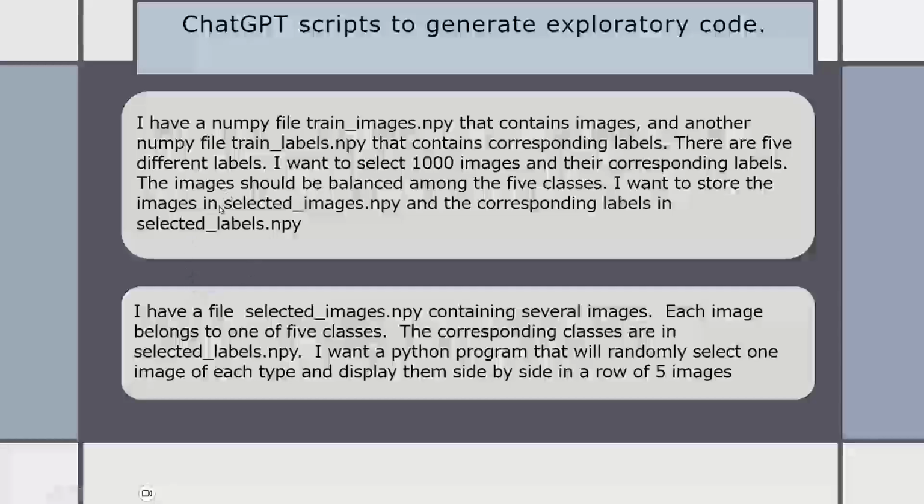I want to display these images to see their characteristics. So this was my second query. I have a file selectedimages.npy, which was up here, that contains several images. Each image belongs to one of 5 classes. The corresponding classes are in selectedlabels.npy. I want a Python program that will randomly select one image of each type and display them side by side in a row of 5 images. Again, I copied this code and ran it out of the box.